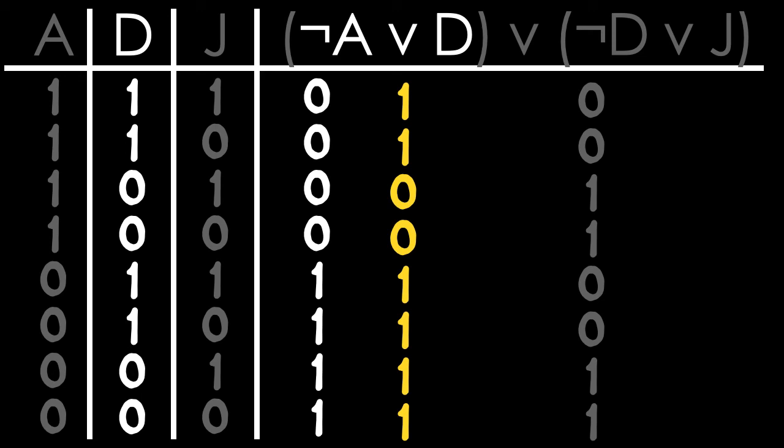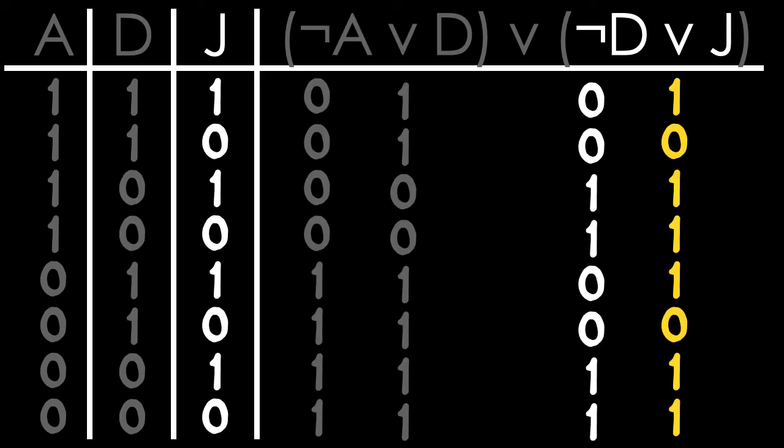The disjunction gets a value of 0 only where both disjuncts have a value of 0. That's the 3rd and 4th row. And it gets a 1 on the rest of the rows. On the right-hand disjunction, it follows the same rules, but we're looking at different columns. We're looking at the column for not D and the column for J. And we fill in 0 only where both of those have values of 0, and it gets values of 1 everywhere else.